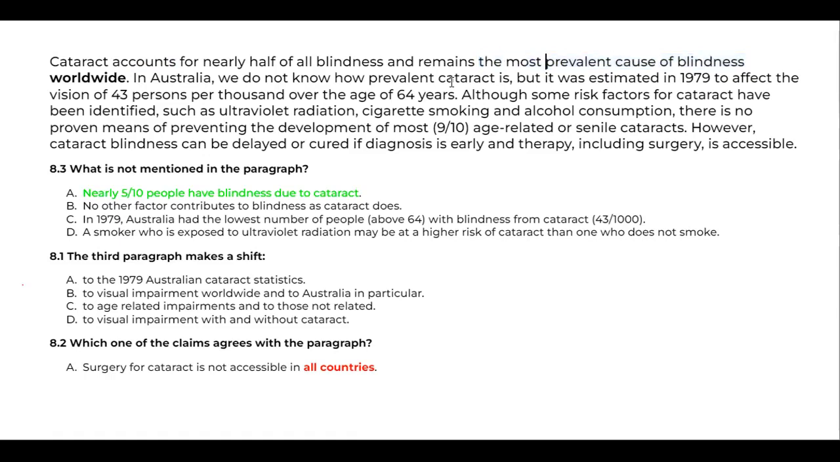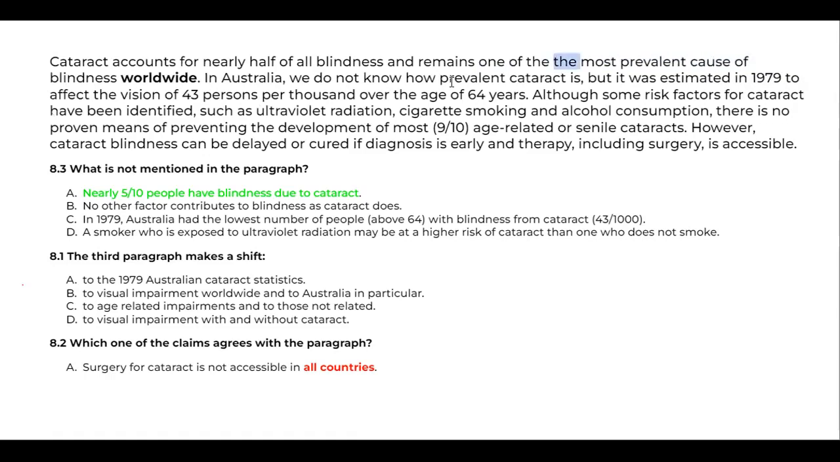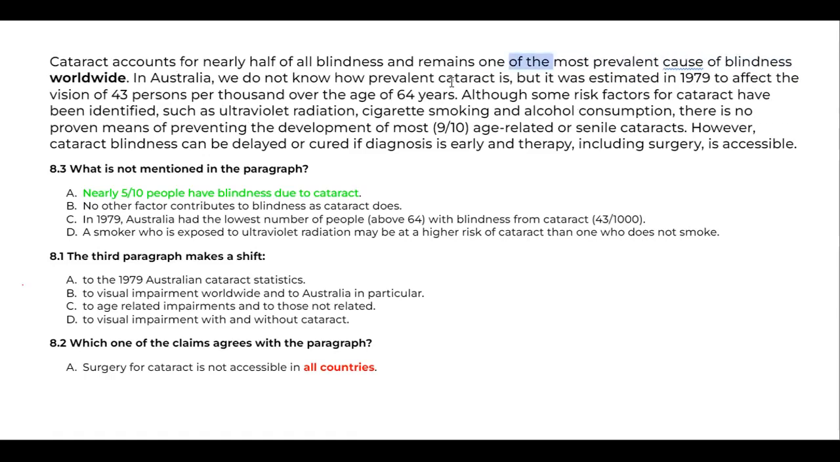So the most prevalent, this is known as superlatives. Have you heard about superlatives? I hope you know that. So most prevalent cause of, we don't say remains one of the. If one of the comes, the whole scene will change. Remains the most prevalent cause. So when I say that the number method is the most powerful reading method, if that is accepted by everybody, then we can say there is no other method than the number method. Clear? I hope it is clear. So we are eliminating: no other factor contributes to blindness as cataract does is also a correct sentence, but we are in search of the incorrect sentence.